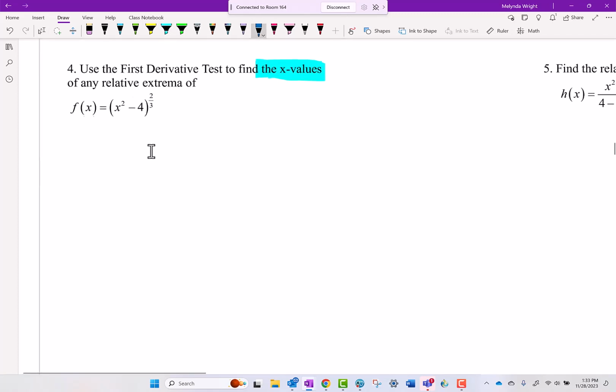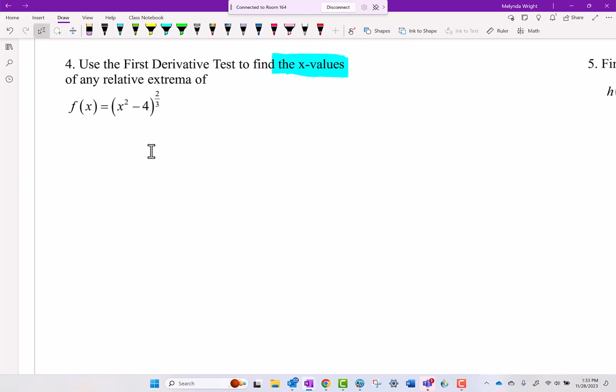Okay, first derivative test. We need the first derivative, right? So we're going to get to practice our derivative rules. So this is chain rule. So f prime of x would equal, all right, I bring the 2/3 down, copy the inside. 2/3 minus 3/3 is a negative 1/3. And then I have to multiply by the derivative of the inside. The derivative of x squared minus 4 is 2x.